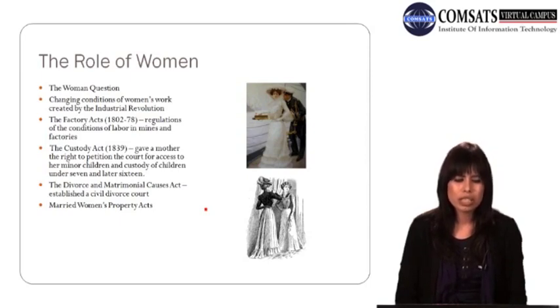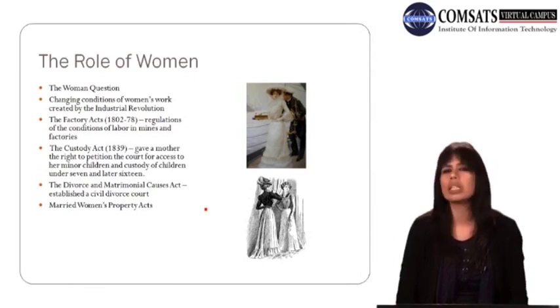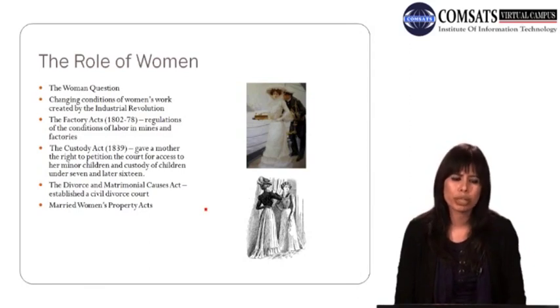The Custody Act in 1839 gave a mother the right to petition the court for access to her minor children and custody of children under 7 and later 16. The Divorce and Matrimonial Causes Act established a civil divorce court, and the Married Women's Property Act. So basically the role of women was changed in the Victorian period as well.